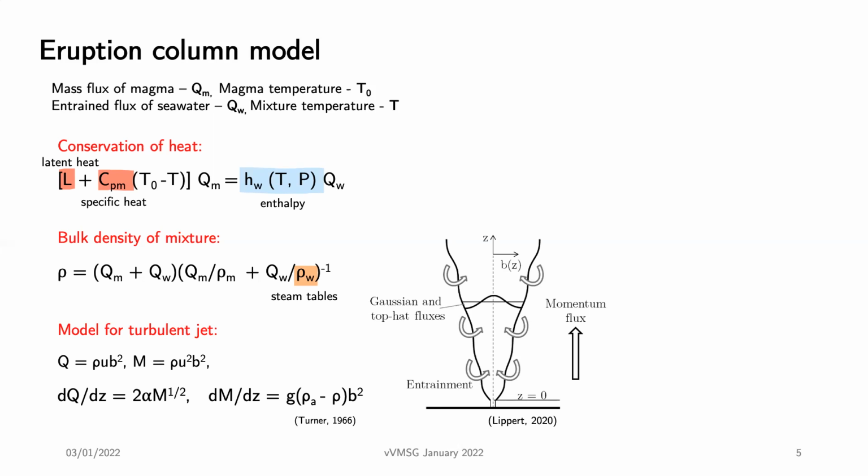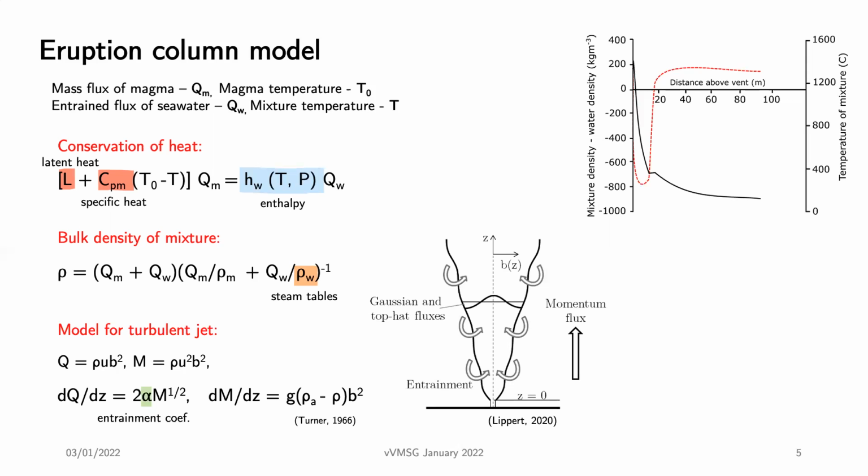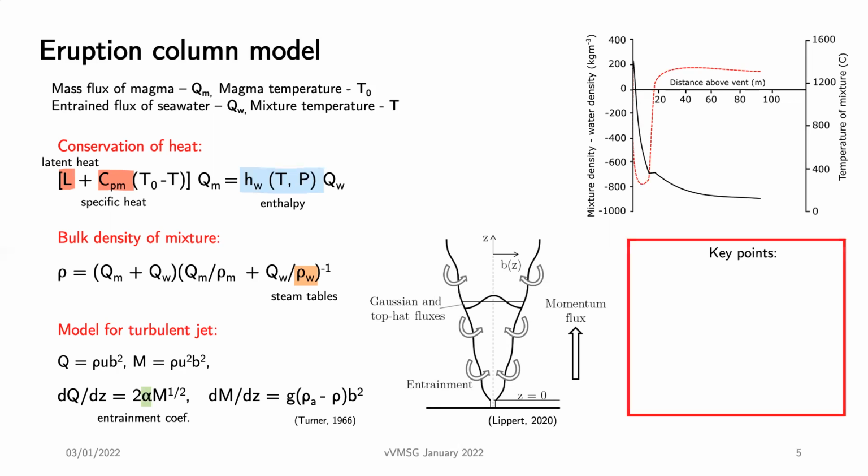And here I present the density difference between the ambient water column and the mixture, and that's in the red line, and the temperature of the mixture in the black line. From this model, we can take away three key points. So the first being that as the water is mixed into the fountain, the water is heated to very high temperatures and expands to very low density. And this leads to the bulk flow becoming buoyant relative to the seawater.